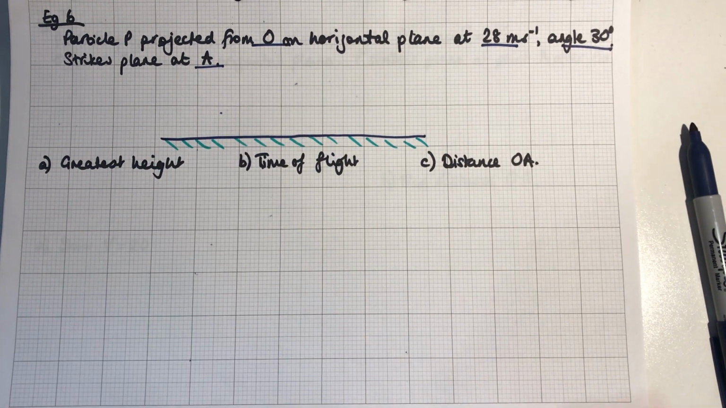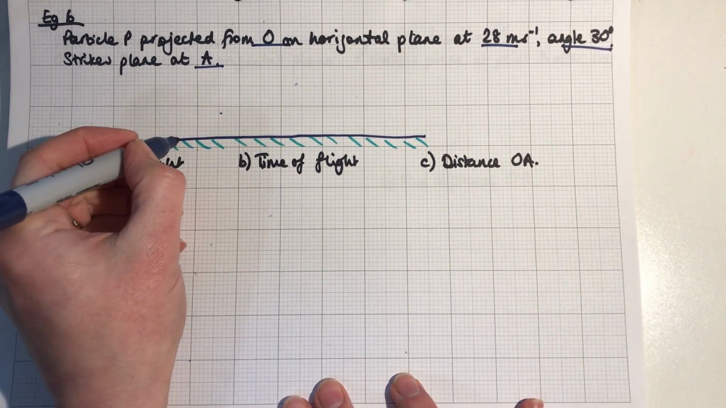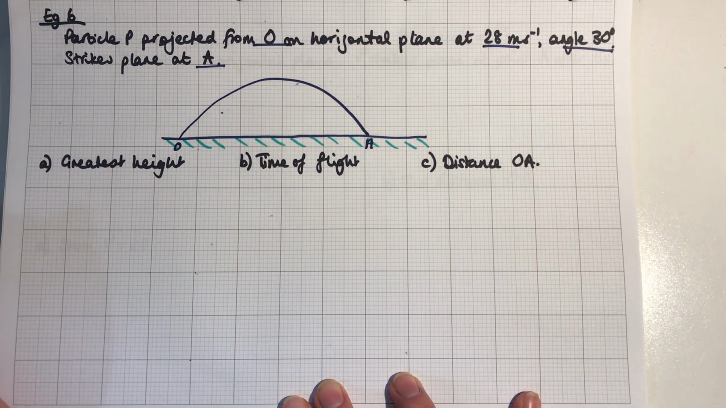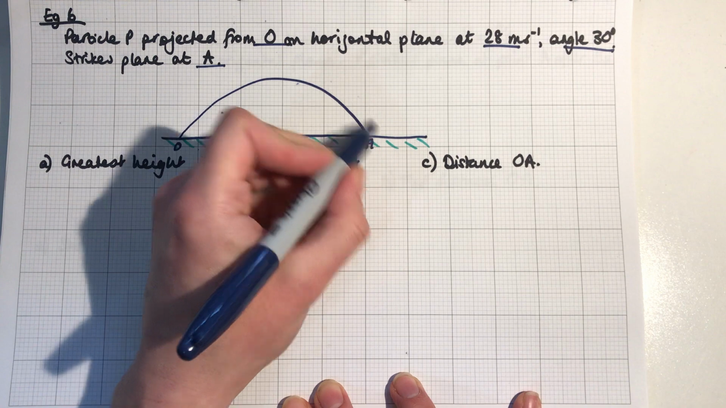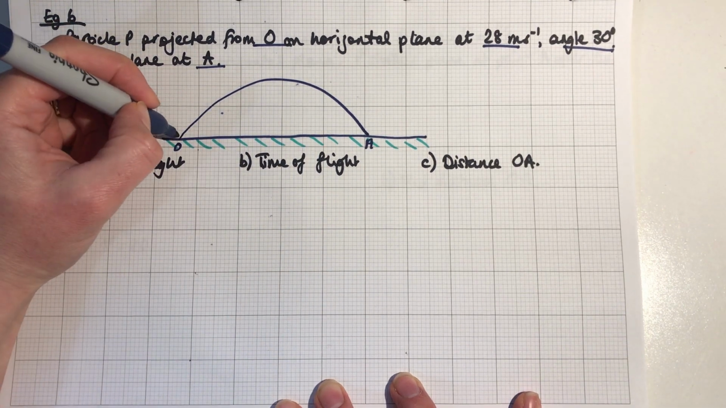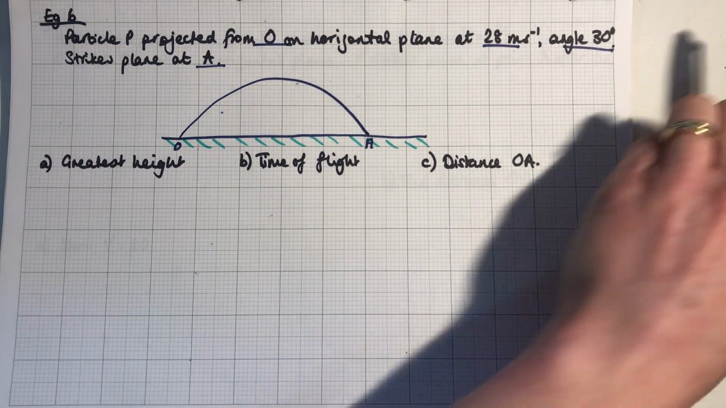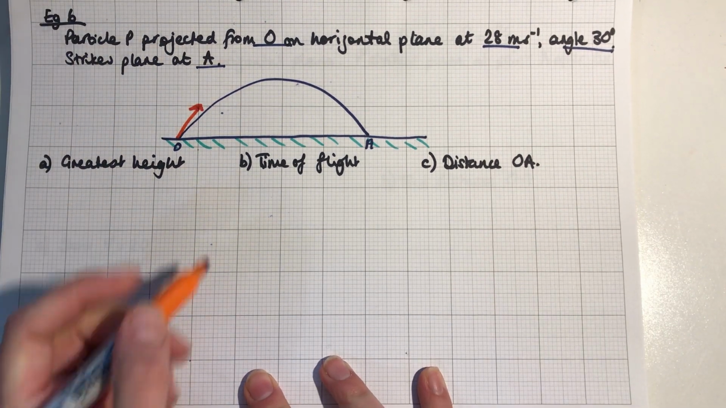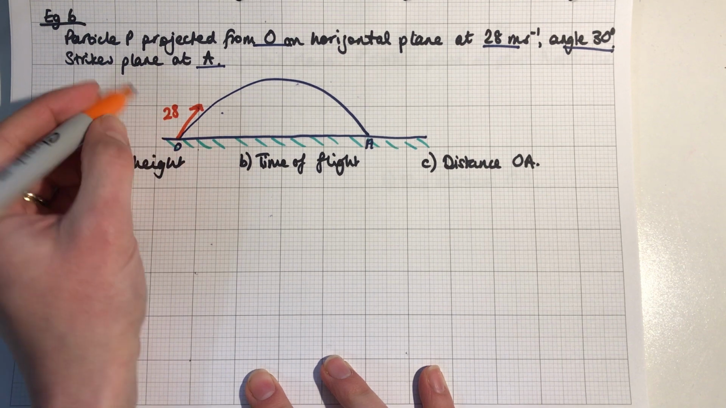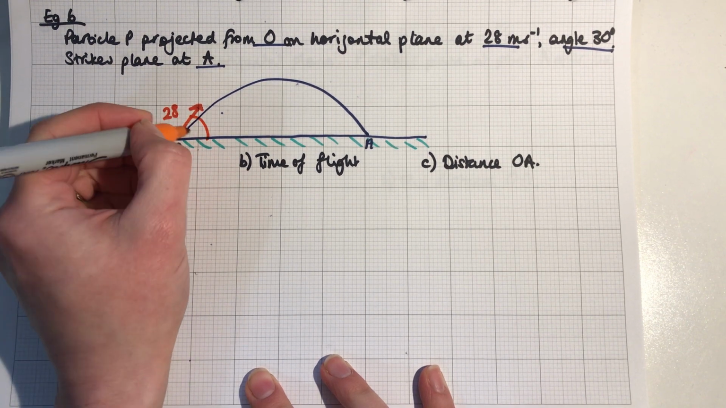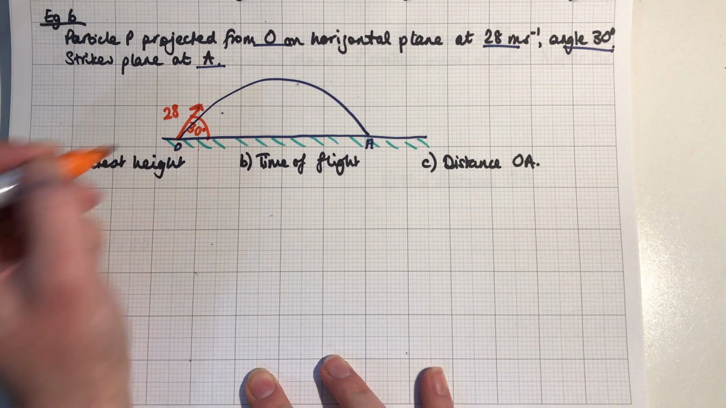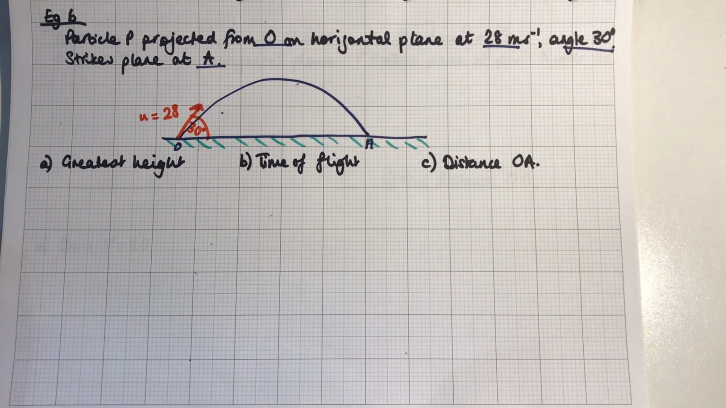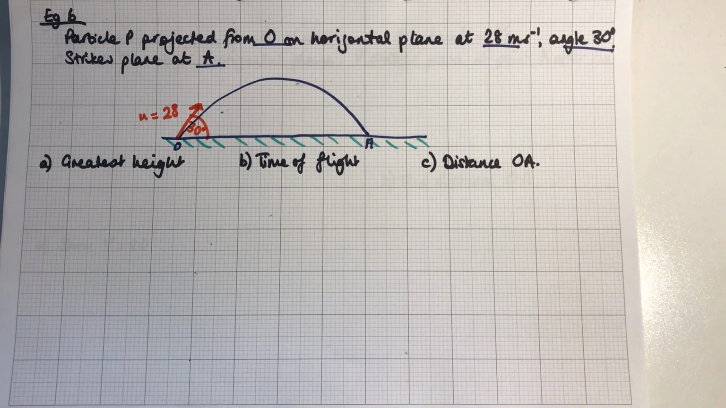So here we go. We're on the horizontal plane, we go up and it comes back down again. This is point O, this is point A. Obviously this should be a perfect parabola, but it's only a sketch, so you can let me off that one. Now let's mark on the initial velocity of 28 metres per second and angle of elevation of 30 degrees. So we've got that bit there. Let's put U equals, just to make that really clear. And that's all we know at the moment.